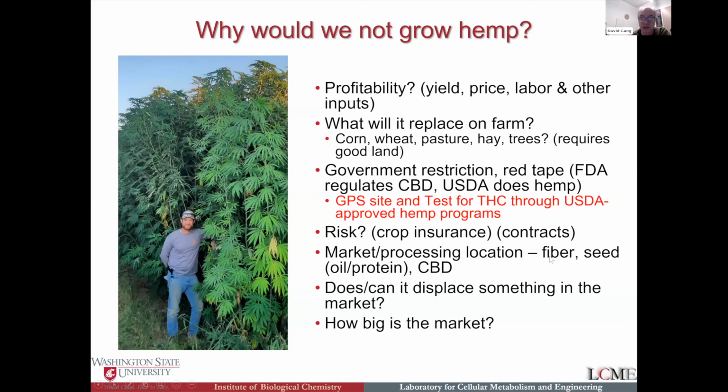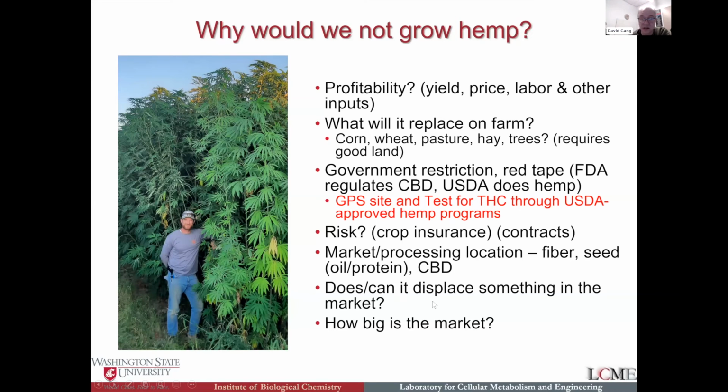The market, what that's really going to be in your area is really important, whether it's going to be fiber, seed, or CBD type hemp. And again, does it displace something in the market? We think it actually augments the market. I think if it's going to displace anything, we're kind of targeting petroleum. We don't see this as displacing other crops. We think of it as supplementing other crops.